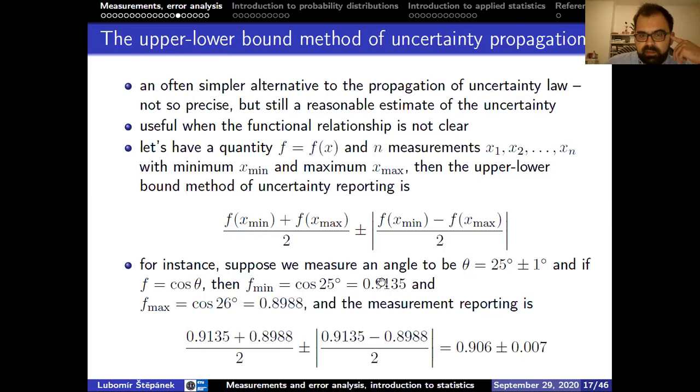Cosine of 24 is 0.99135, and the maximum possible value is 25 plus 1, so it's cosine of 26. Also, I got some number, 0.8988. Sorry for this. There should be cosine of 24. I'm going to correct it in the slides.